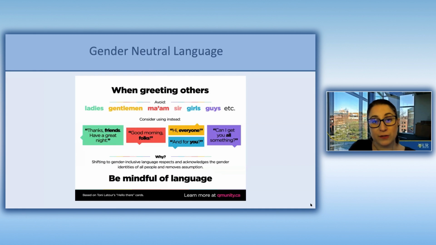Here's some examples of gender neutral language. So it's really indoctrinated in us to say ladies and gentlemen, but really there are many other words that we can use. So friends, folks, y'all, depending on where you are in the country. Just being mindful of language is important.